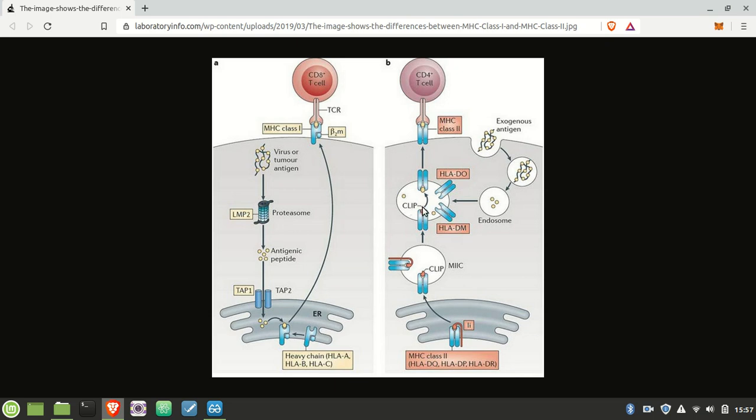CLIP is the remnant of the invariant chain, and you'll notice that with the help of HLA-DM, it pops off, and inside of the acidified endosome, you have the protein in question being loaded onto MHC class 2. And MHC class 1, this is all done via this transport right here in the endoplasmic reticulum.